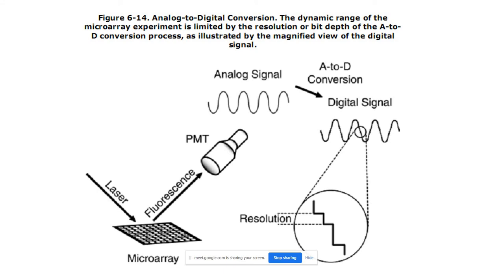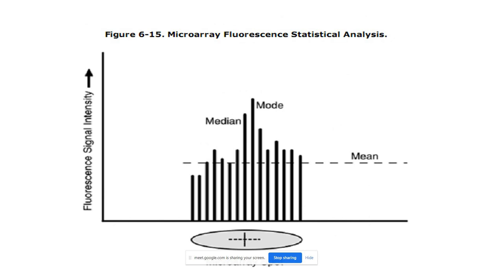In today's class, we are just understanding what the microarray data is. Here you can see microarray fluorescence statistical analysis, which means how we analyze the different intensity of each spot. We can analyze it using measures of central tendency: mean, median, mode.